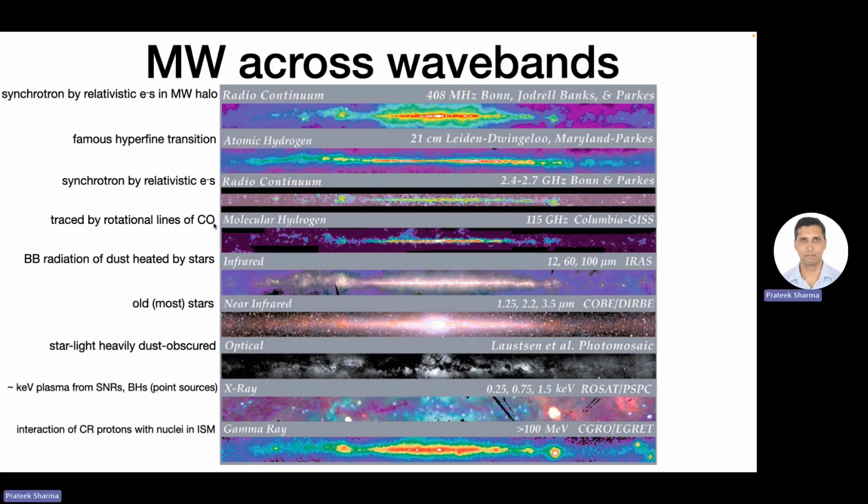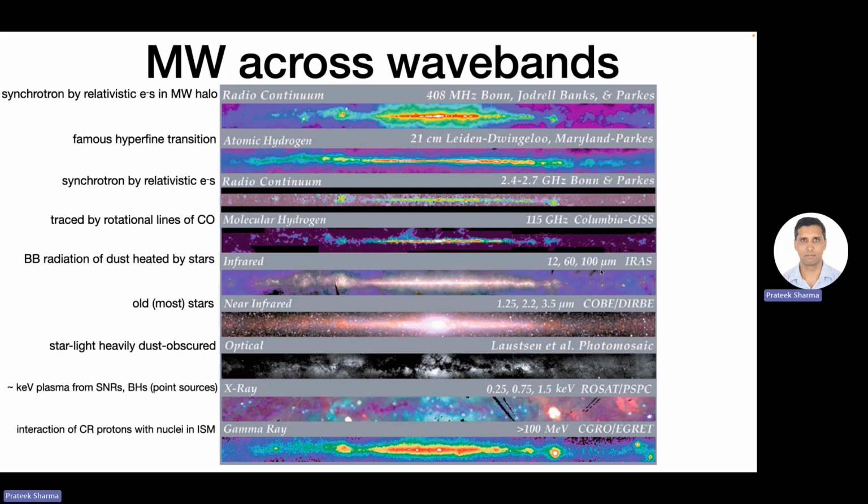H2 being a molecule without a permanent dipole moment, it does not have strong radiative properties. It does not radiate as efficiently as CO, even though CO is extremely underabundant compared to molecular hydrogen. It produces more radiation because of its permanent dipole moment. So these are rotational lines of CO. You are mapping it here at 115 gigahertz.